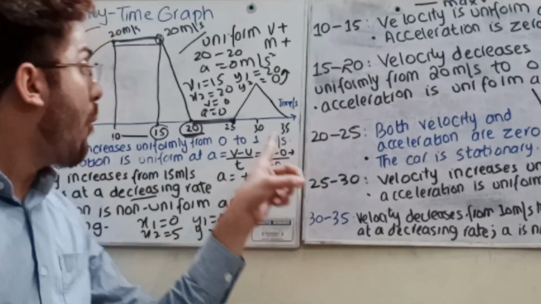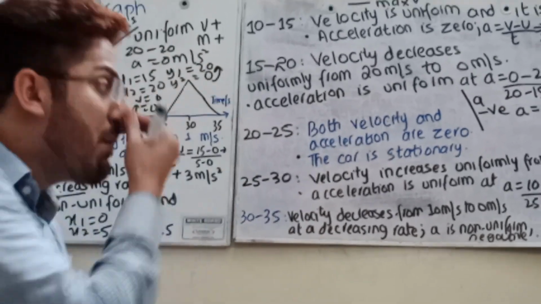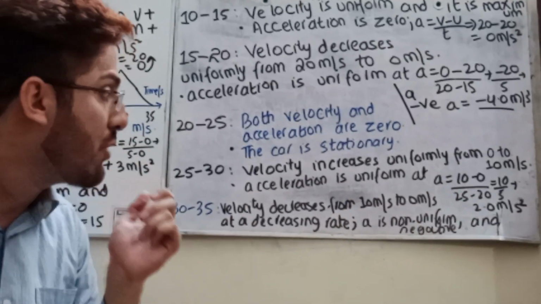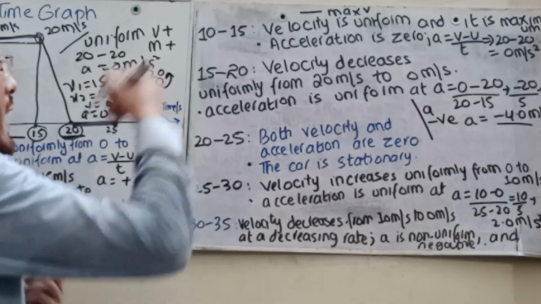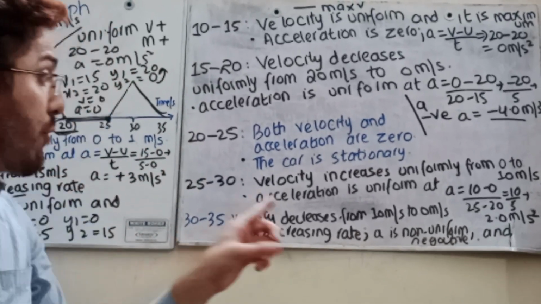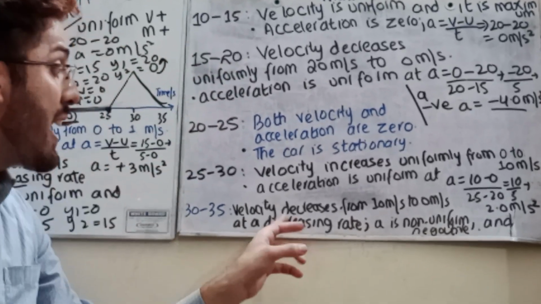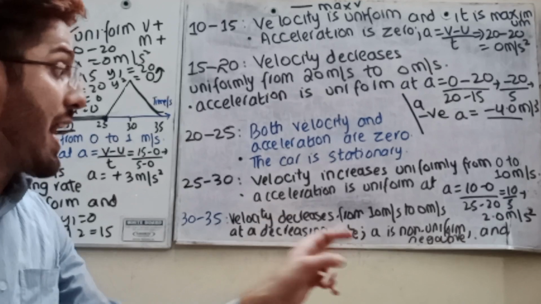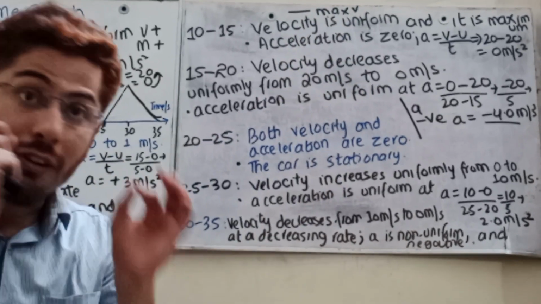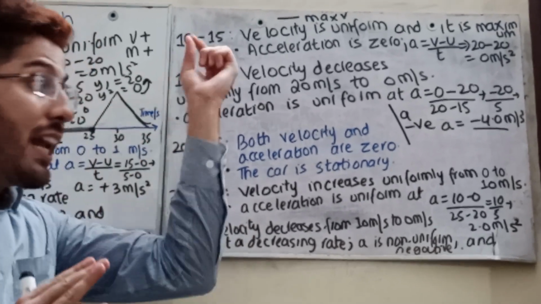Now from 25 to 30, again you have a uniform velocity from 0 to 10 meter per second. Student, remember acceleration is uniform and you got the answer 2.0 meter per second square. Then 30 to 35, again student, there is a curve. So when you have a non-uniform, velocity decreases from 10 meter per second to 0 meter per second and at a decreasing rate, number 1 point, and acceleration is non-uniform and student, in this way you are going to write the point in our CIE exam. Remember my words. Okay, you are going to write in this way.